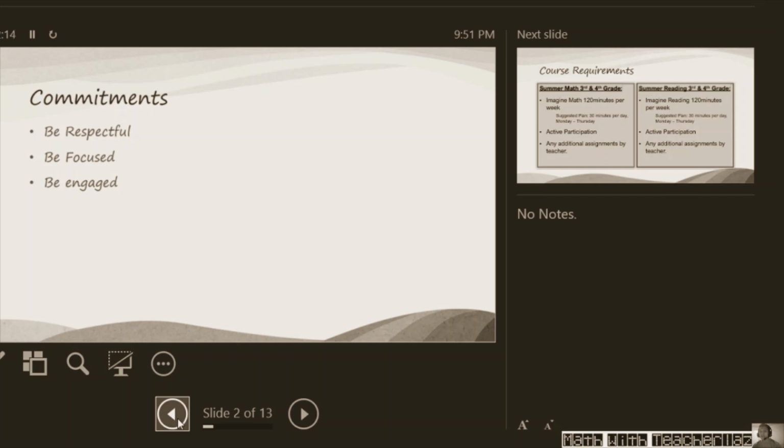Okay, let's go ahead and before we begin, let's make sure we know our classroom commitments. The things we promise to do: we promise to be respectful, we promise to be focused, and we promise to be engaged. So be respectful. Always make sure that you watch what you say. Think about it before you say it, because if you harm someone, you really can't take it back even if you apologize. So don't put yourself in that situation. Just before you say something, think about it.